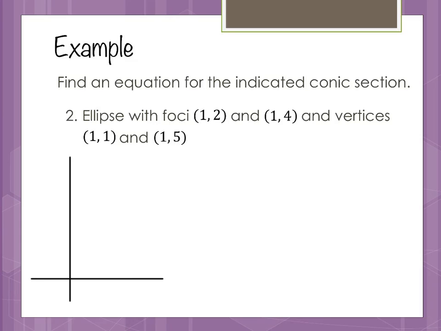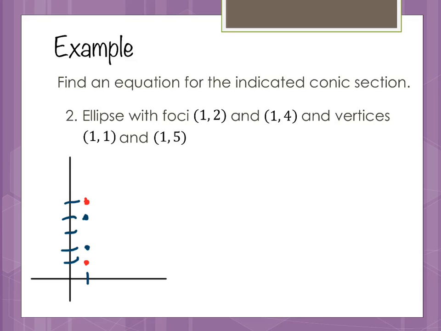So we're going to draw our axes. Everything's a positive value, so I really only need quadrant 1. My foci are at (1, 2) and (1, 4). And then my vertices are at (1, 1) and (1, 5). I'll do them in red, in a different color. The fact that they're telling you the vertices, those red dots that I just drew, tells you that the major axis is the vertical axis, right?